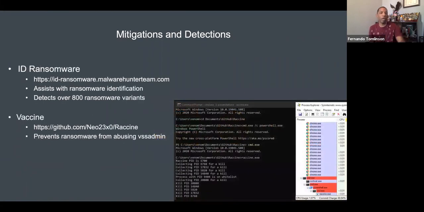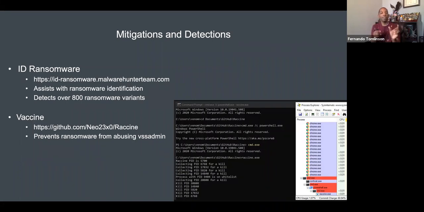All right, so we also have ID Ransomware. It helps with the identification of ransomware, just like the previous one, and they have roughly 800 ransomware variants. There's Vaccine: when we run Vaccine, it will actually look for indications of people trying to delete the volume shadow copy, which is a TTP of ransomware. And when it does that, it looks for the parent process and it terminates them, right? So we're essentially thwarting the ransomware attack in some respect, a part of it, by using Vaccine.